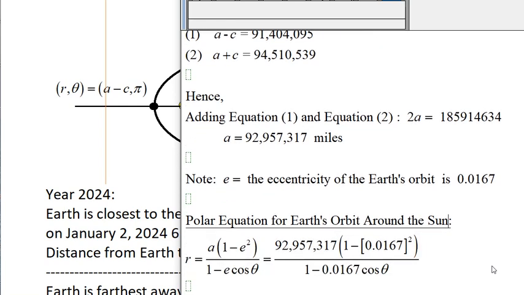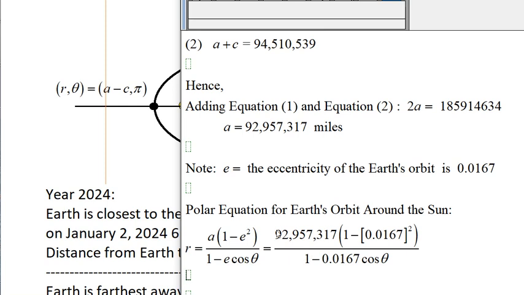And so the polar equation for the Earth's orbit around the Sun will be r equal to a, which is this number, 92,957,317, times 1 minus e, eccentricity squared, divided by 1 minus 0.0167 times cosine of theta. So this is the equation representing the Earth's orbit around the Sun.